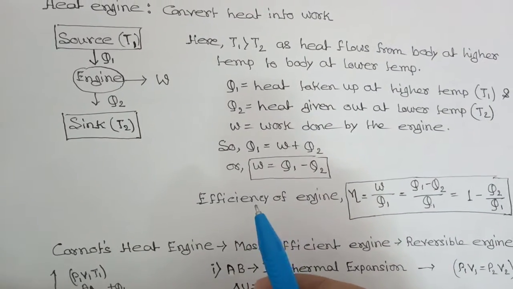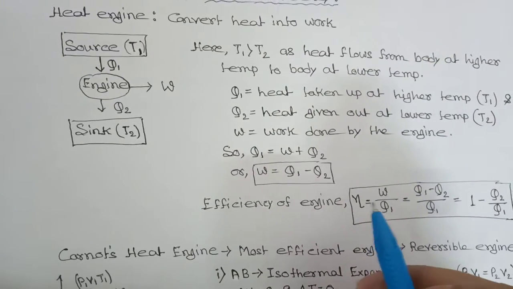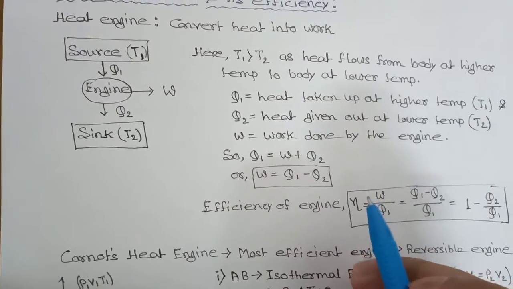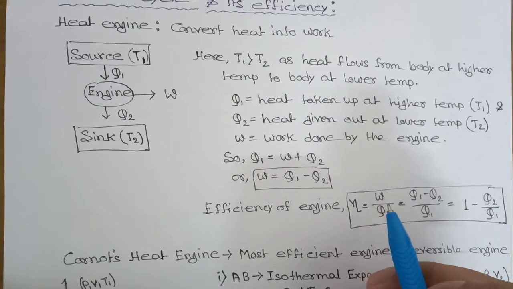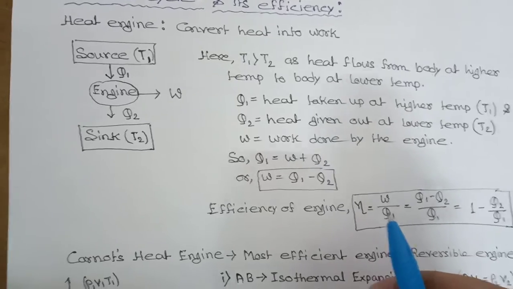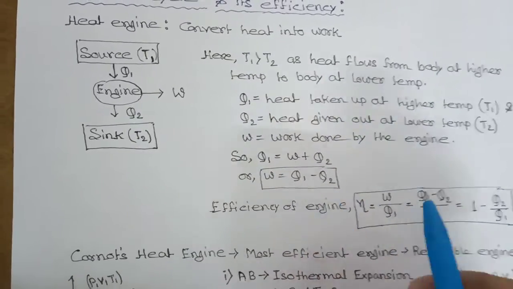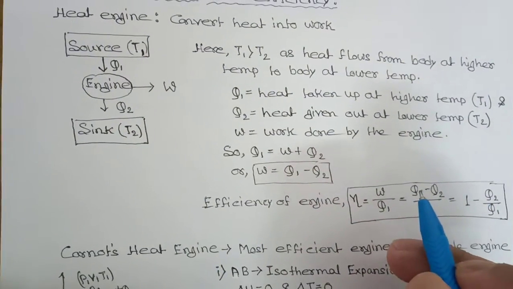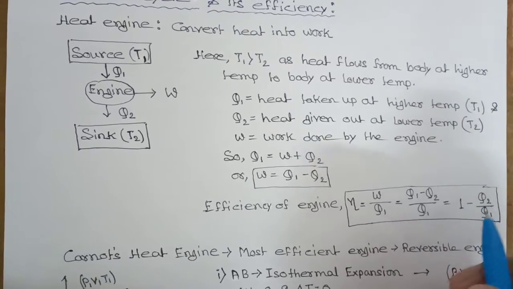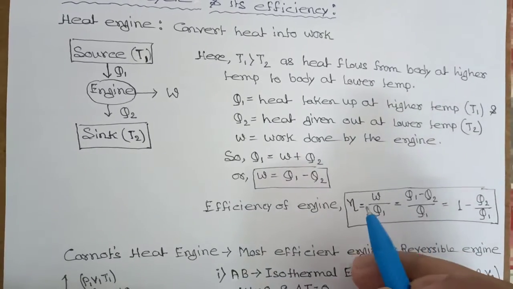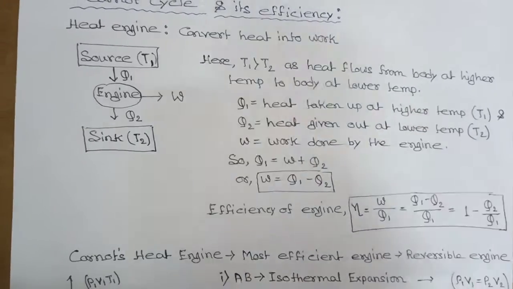Now we will calculate the efficiency of the engine using the formula eta equals work done by the engine divided by heat taken up at temperature T1, that is Q1. In place of W, we can write Q1 minus Q2. So Q1 by Q1 will be 1 minus Q2 by Q1. This is the formula of heat engine efficiency: eta is equal to 1 minus Q2 by Q1.